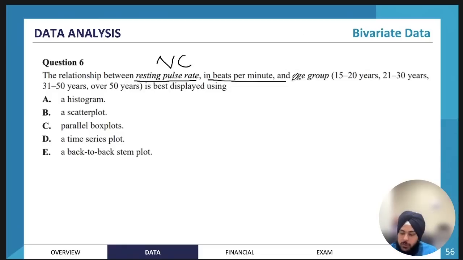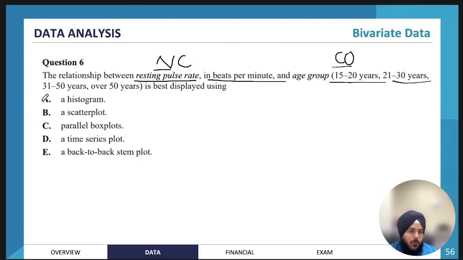And then age group. Age would usually be a numerical variable, but in this case, since we're recording the age group, it's actually going to be a categorical variable, because we're not really recording any measurements particularly. In terms of what type of categorical variable it is, we have an associated order. 15 to 20-year-olds are younger than 21 to 30-year-olds, which are younger than 31 to 50-year-olds, which are younger than over 50-year-olds. So a particular order, so categorical ordinal. Therefore, we have a numerical and a categorical variable.